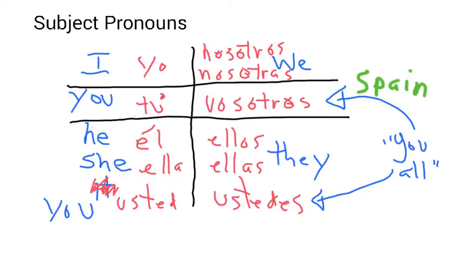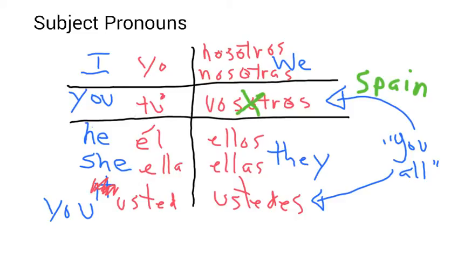Vosotros means you all in Spain, and it's only used in Spain and only used with friends that you have in Spain. Ustedes is used in every other part of the world. In the other parts of the world, we don't use the word vosotros at all. They use ustedes for you all.